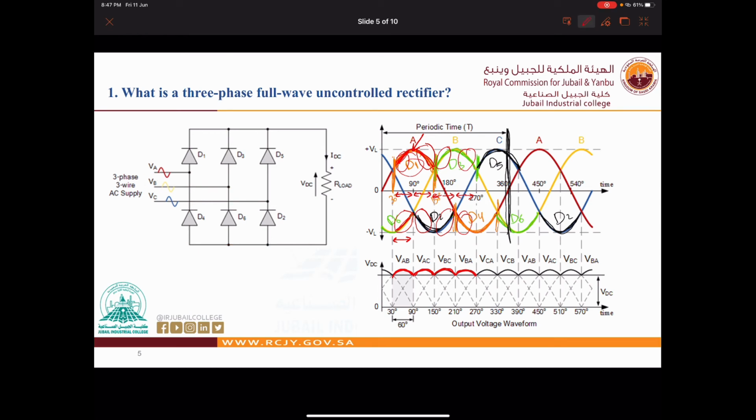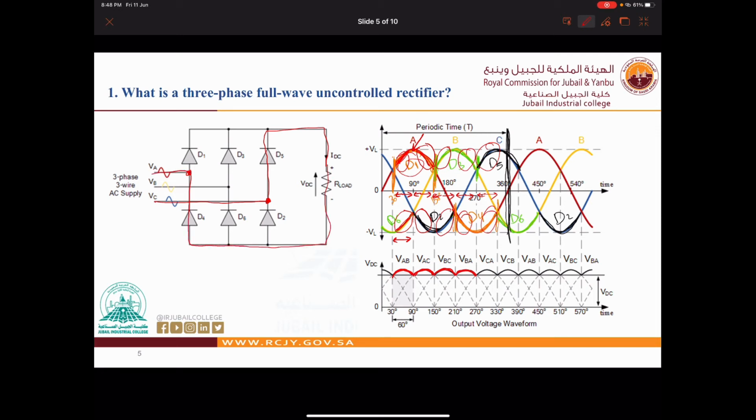Now again, for this period, from 270 until 330, we should have D5 and D4, with D5 as the positive and D4 as the negative. So it will start from here through D5, from the positive side of the load. It will come here, and it will go through D4 to the supply.